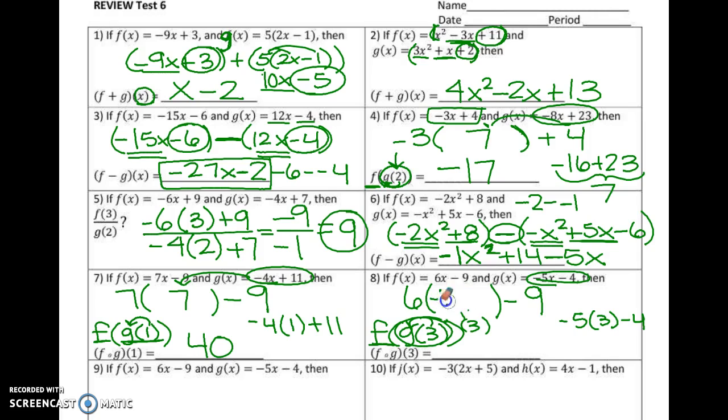So inside of here, this simplifies to negative 19. And then if you simplify that, 6 times that and then minus 9, you end up with negative 123 as the answer.